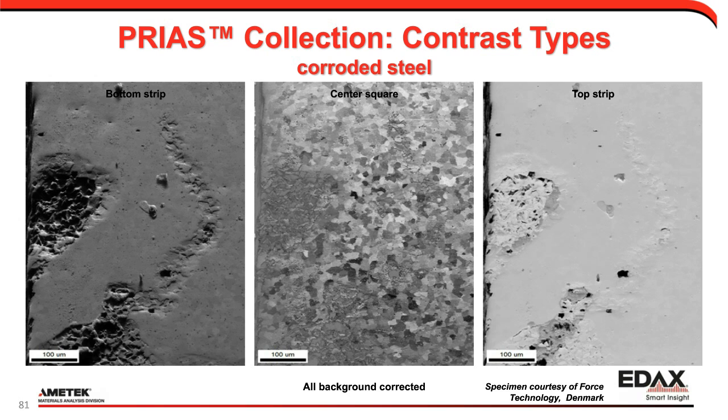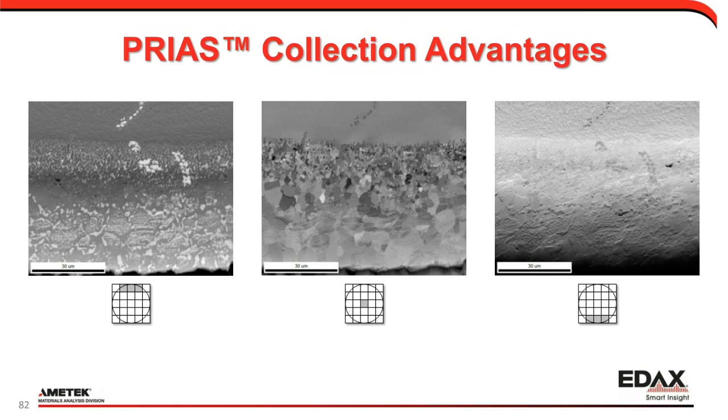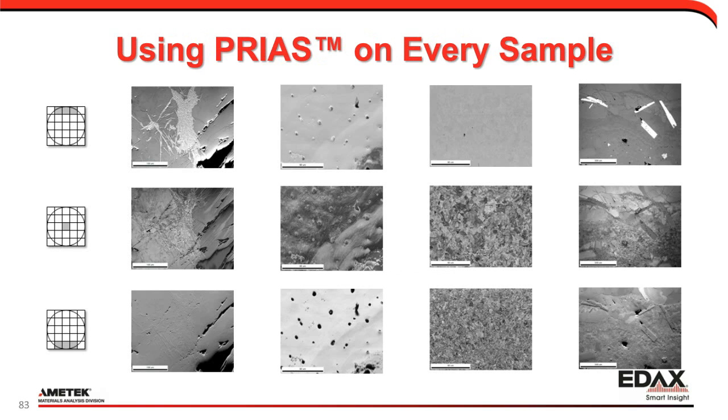This is another example, from a thermal barrier coating on a turbine blade. Again, the top shows atomic number contrast. The middle shows orientation contrast. The bottom shows topographical contrast. So this is a common way of splitting out contrast mechanisms. Within analysis, we now have 3 standard channels that allow these to be displayed. And so we're at the point now where we generally look at PRIAS maps on every sample.